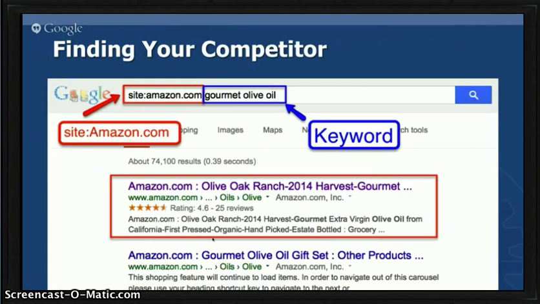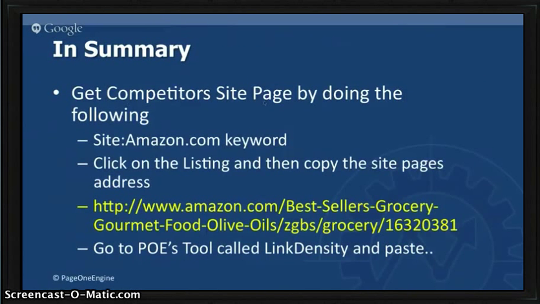And so that's that. So for this demonstration, I'm going to look at the site that I looked at previously that I had to beat to get that spot. So in summary, what we're doing is we're getting the competitor's site page by doing the following. We do a site Amazon, the keyword. We check on the listing and then copy the site page's address. And I'm going to show you how to do that in a second, because I know that might go over some people's heads. Then we're going to Page 1 Engine's tool called Link Density, and all we're going to do is paste this URL. And a URL is just the site page name or its destination. It's a domain name with all the other stuff added to it.